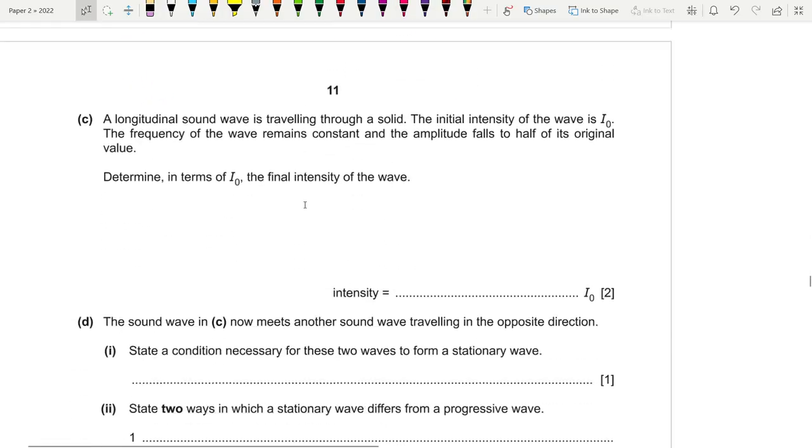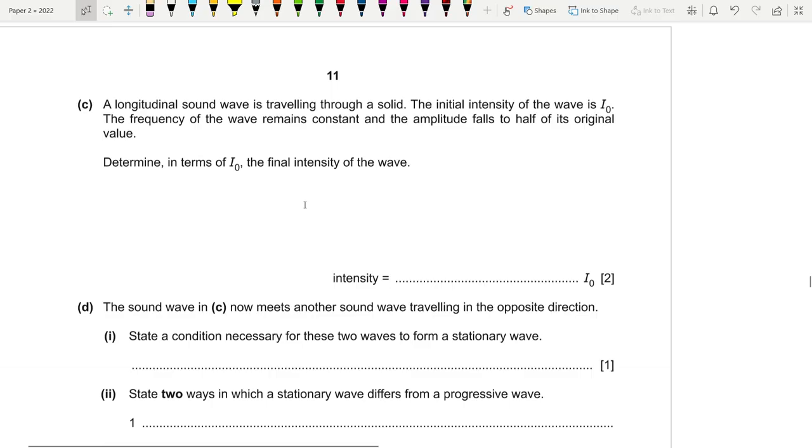Fine. Next, a longitudinal wave is traveling through a solid. The initial intensity of the wave is I naught. The frequency of the wave remains constant and the amplitude falls to half of its original value. Okay.